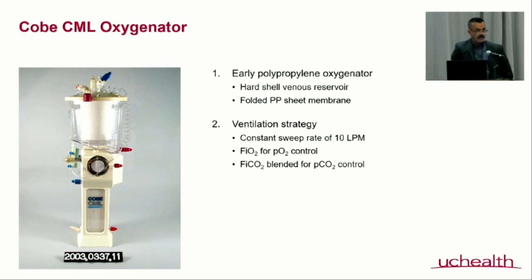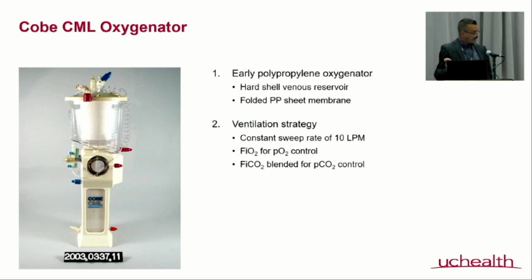Interestingly, this study that we based this paper on was done using the COBE CML oxygenator. And so the COBE CML oxygenator was one of the early polypropylene oxygenators on the market. Like I said, at that point in time, a bubble oxygenator was the majority of our workforce. And this was a novel device because it had a hard shell venous reservoir, which we were all used to using with a bubble oxygenator. But it was a folded polypropylene sheet membrane.